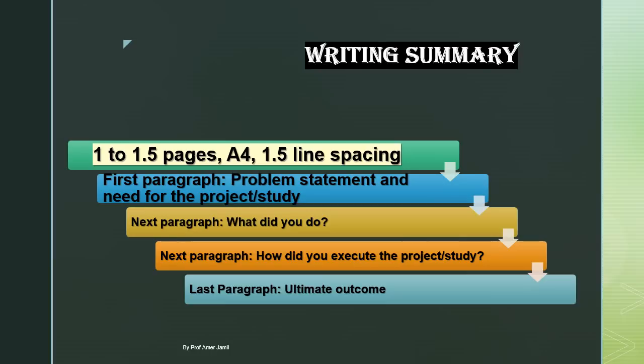Summary is a larger version of the abstract, and it is composed of 1 to 1.5 pages of A4 size with 1.5 line spacing. The first paragraph should be about the problem statement and the need for the project or the study. Then you write, in the form of paragraphs, what you did, how you executed the project or your study, and what the ultimate outcome was, which you can give in the last paragraph. So you finish it up in 1 to 1.5 pages at the most.